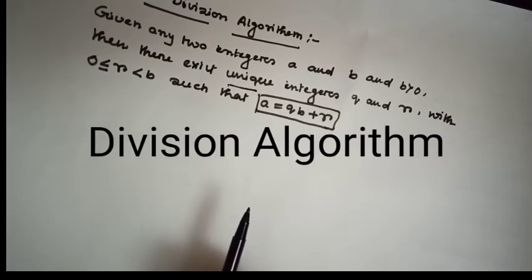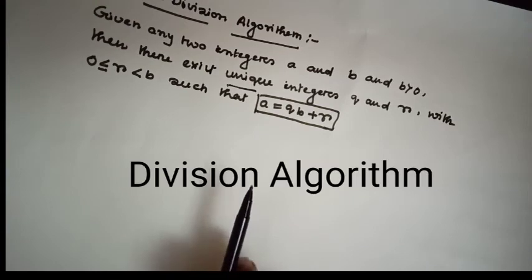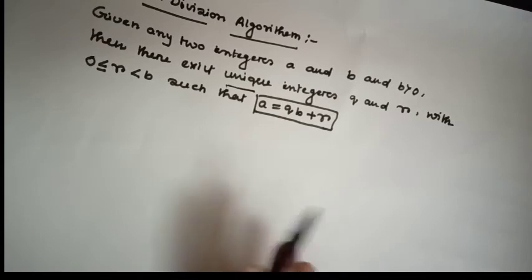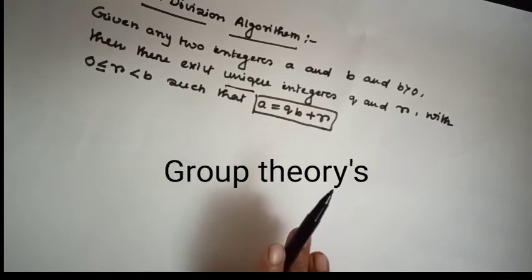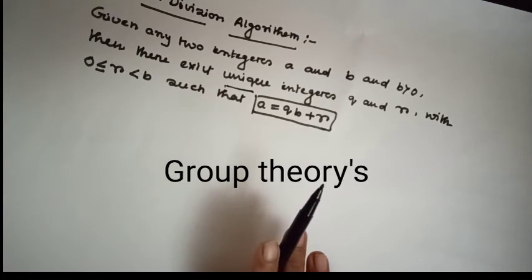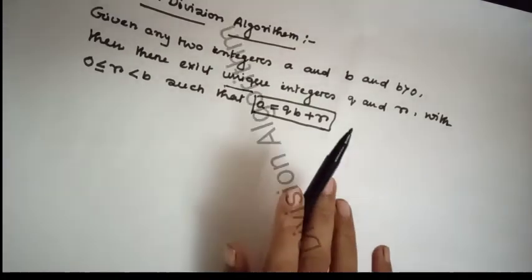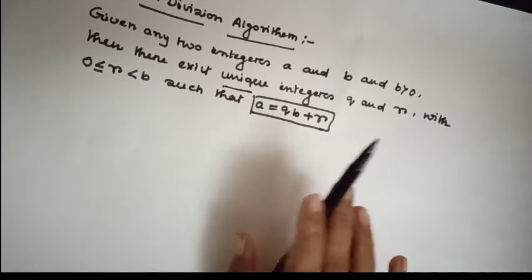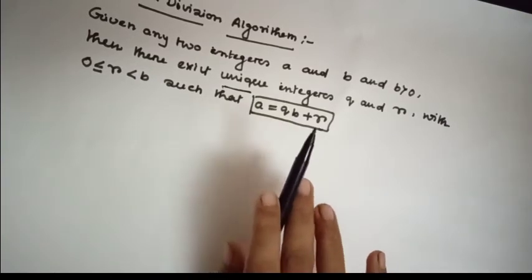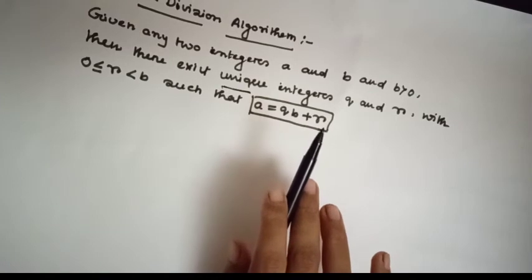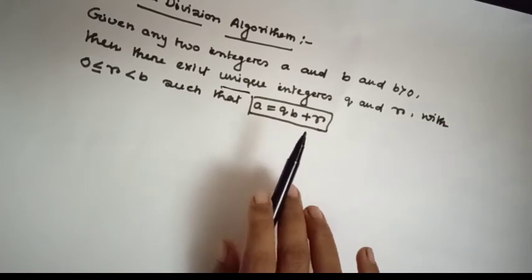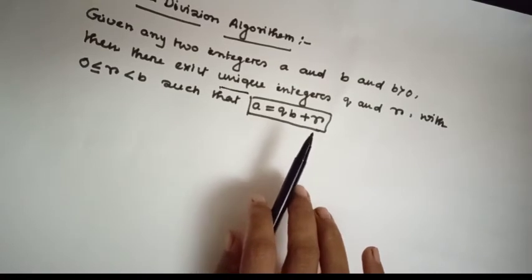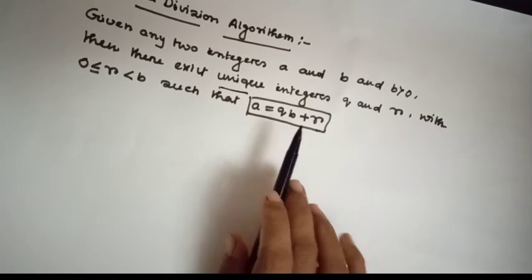Today I am going to see the division algorithm because I will start group theory as soon as possible. In CSIR NET, group theory is very important, but without the division algorithm, no theorem of group theory is possible. So today I am going to discuss the division algorithm. Okay. At first, let's see the statement of the division algorithm.